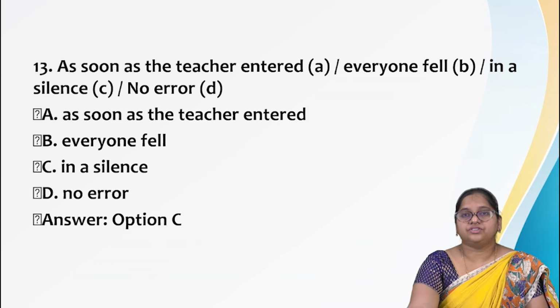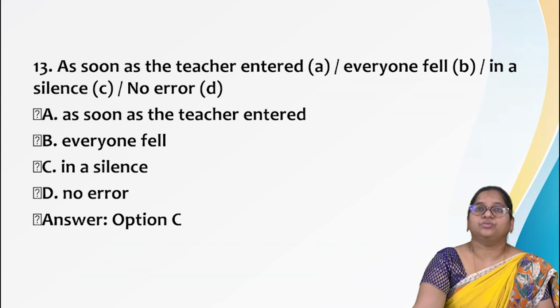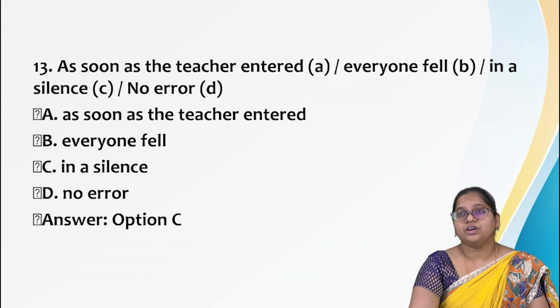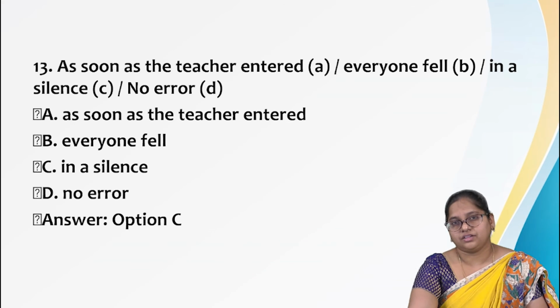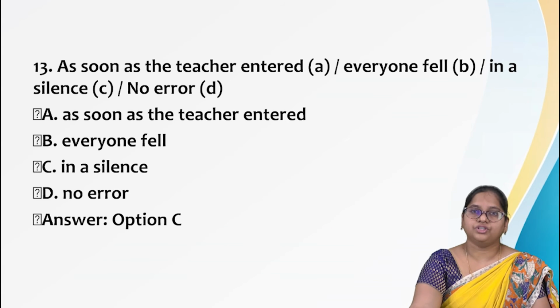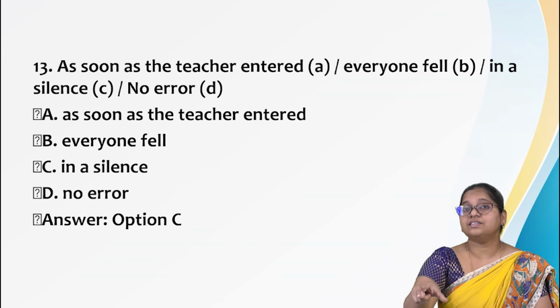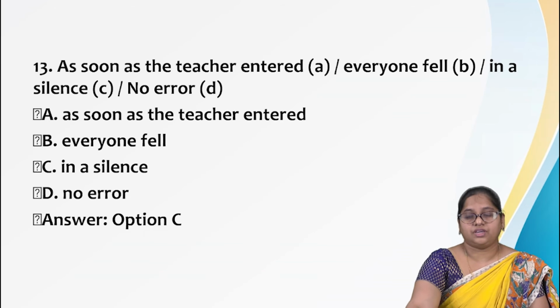Thirteenth one: "As soon as the teacher entered, everyone fell in a silence." As soon as the teacher entered, everyone fell in silence. You don't say a silence. Silence is not countable, so you don't use an indefinite article there. So you can choose "in a silence" as wrong. That is why option C is highlighted, and the answer is option C.